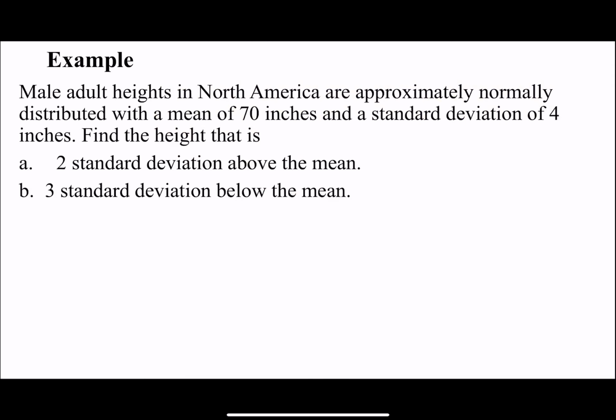Let's see. Male adult heights in North America are approximately normally distributed. The mean value is 70 and the standard deviation is 4 inches. Find the height which is two standard deviations above the mean. Mean value is 70, so two standard deviations higher, I add 2 times the standard deviation, which is 4. So 2 times 4 is 8, plus 70 is 78. That's the height we are looking for.